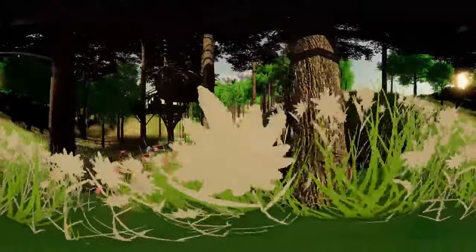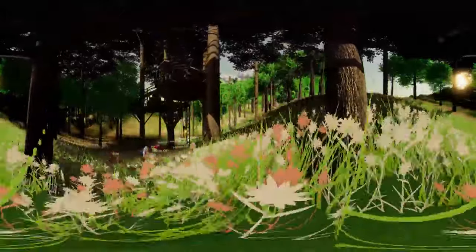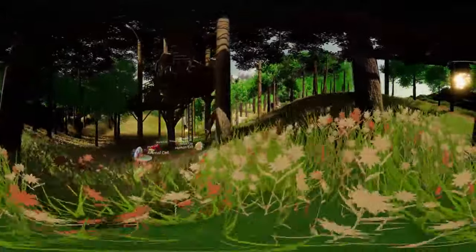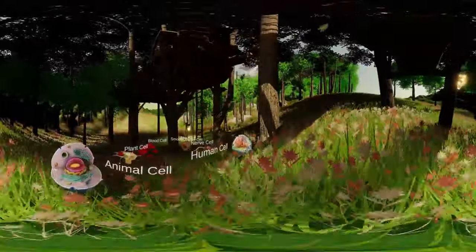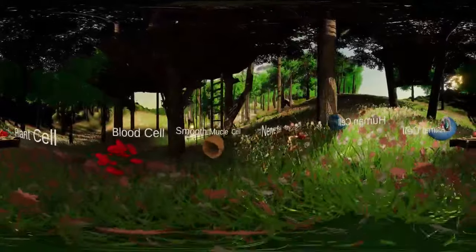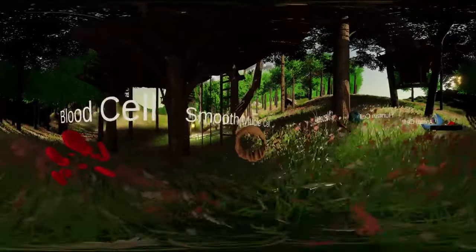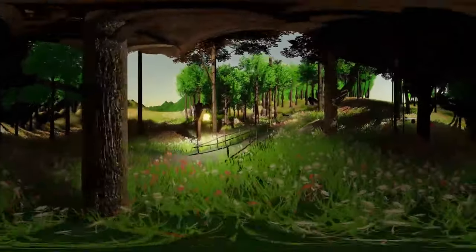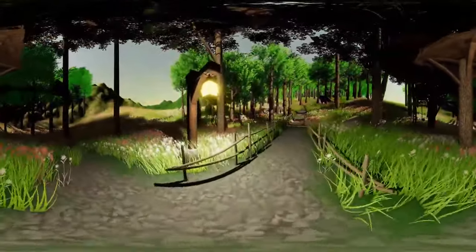Let's take a look at examples of different cells. Many things are similar in animal cells, plant cells, and human cells. Nerve cells, blood cells, and smooth muscle cells are part of our human body. In this video, we are mainly focusing on the plant cell and animal cell. Plant cells are present in plants and trees, like vegetation.